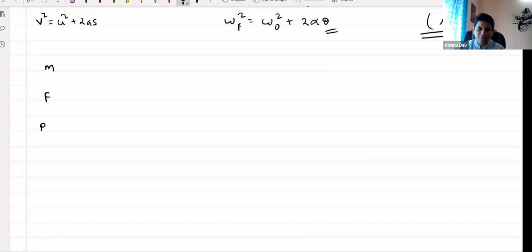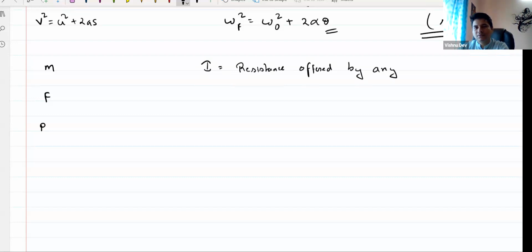In the same way, there should be a term to define the resistance offered by any object while rotation. Don't worry, I'll send the notes. So no tension, try to understand, I will send you the notes. While rotation, did everyone understand this? Yes or no?